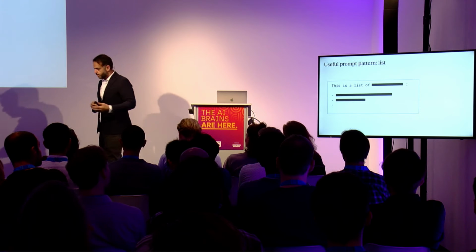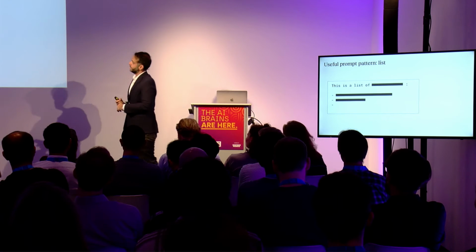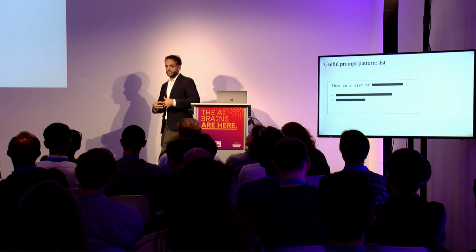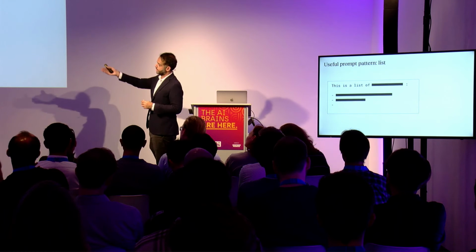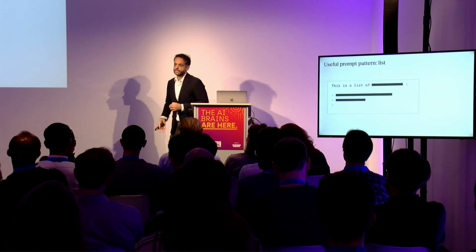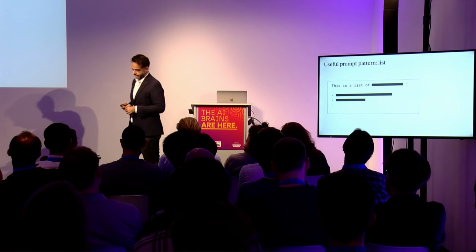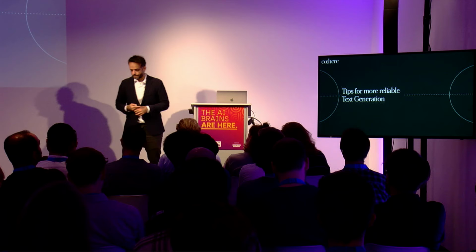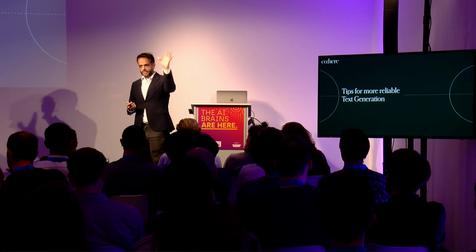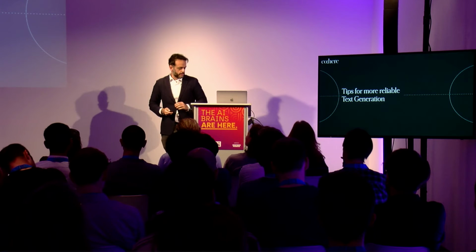One very useful prompt pattern is a list. So where you say, this is a list of such and such. And then you give it 2 examples and you have it complete that list. So this is super useful. We'll see examples from research coming up. So that's text generation on the prompt side.